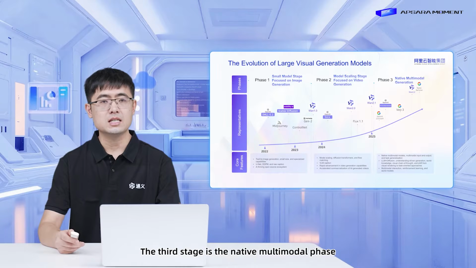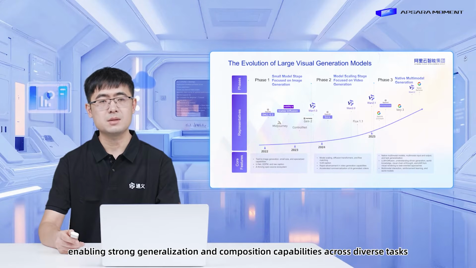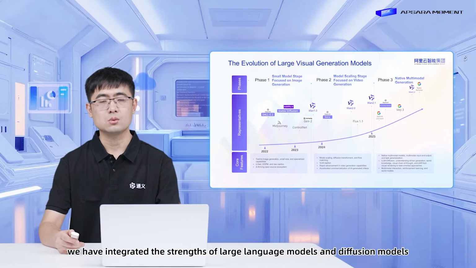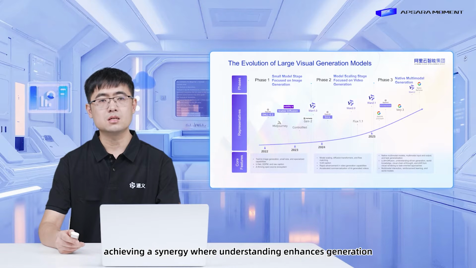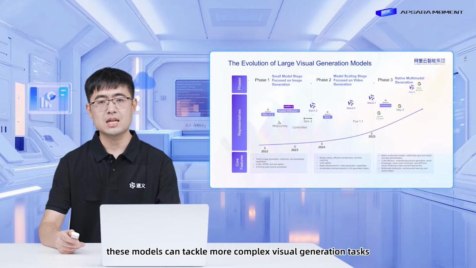The third stage is the native multimodal phase. Models in this stage can accept multimodal inputs and outputs, enabling strong generalization and composition capabilities across diverse tasks. In terms of model architecture and design, we have integrated the strengths of large language models and diffusion models, achieving a synergy where understanding enhances generation. By leveraging the world knowledge of large language models and a visual chain of thought, CoT, these models can tackle more complex visual generation tasks.